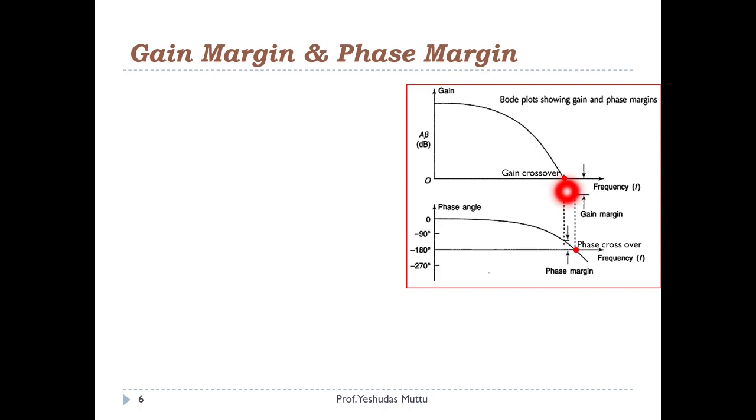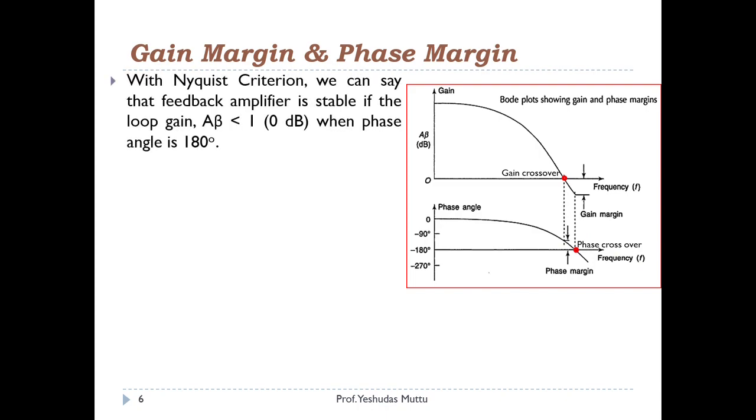So it is this point, right? I am supposed to project this point over here onto the phase curve, and it is coinciding over here. Then the difference between these two, 180 degree and this point, will give me phase margin. I hope this is clear to you all.